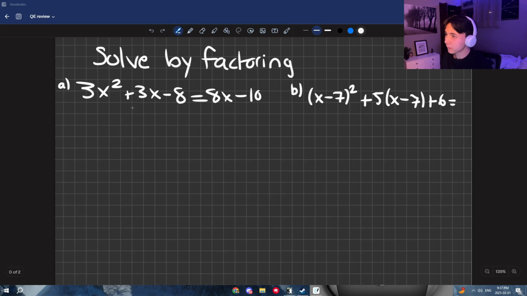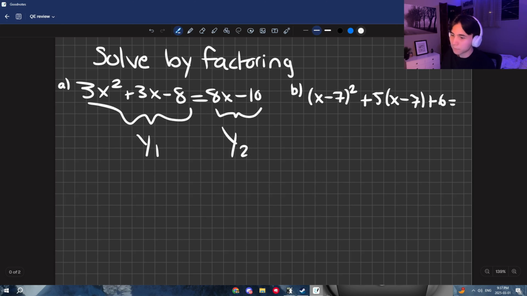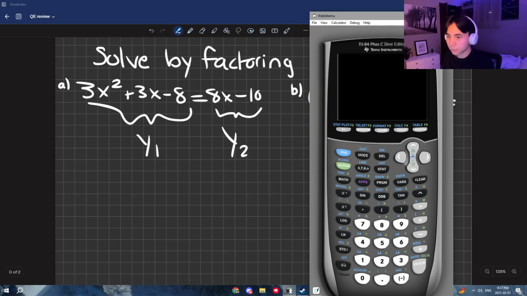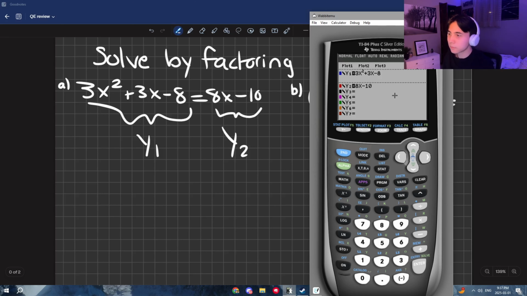Before I do anything, I'm going to go into my calculator and type the left side of this equation, so anything left of the equal sign, as my y1, and then the right side as my y2. So 3x squared plus 3x minus 8 as my y1, and x minus 10 as my y2.